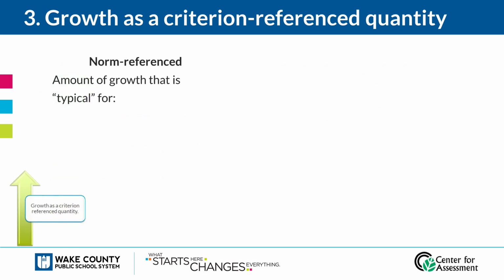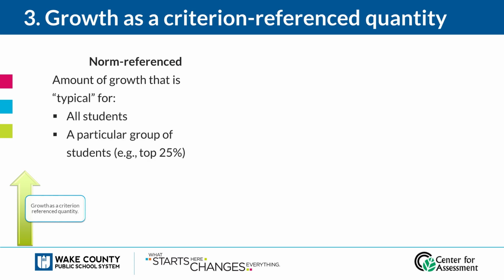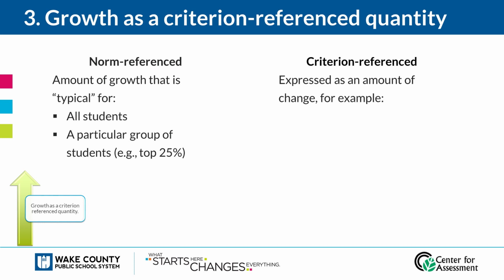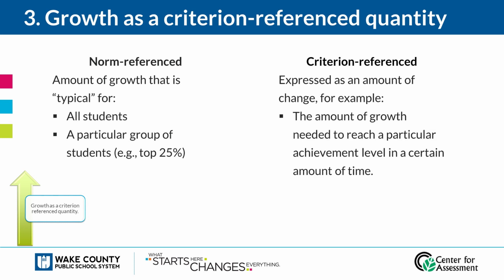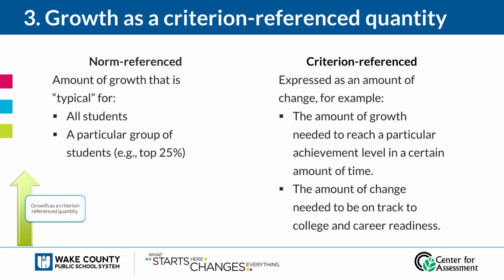Like with the growth score, the criterion itself can be norm or peer referenced. For example, the amount of growth that is typical for all students, or a particular group of students, like the top 25% of students in a class. Or it can be criterion referenced and expressed as an amount of change, such as the amount of growth needed to reach a particular achievement level in a certain amount of time, or the amount of change needed to be on track to college and career readiness.